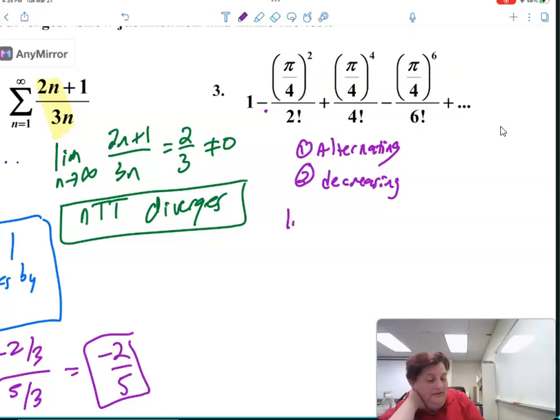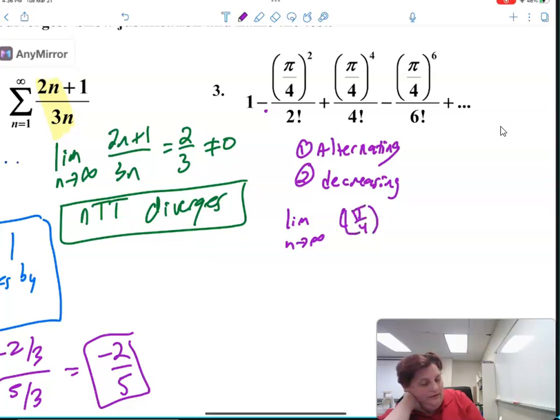And then I have to do the limit as n approaches infinity. Okay? And if it's alternating, so this is the alternating series, let's see how I want to write it. Okay, so basically it's pi over 4 to the 2n over 2n factorial. Anyway, I know that that does go to 0.